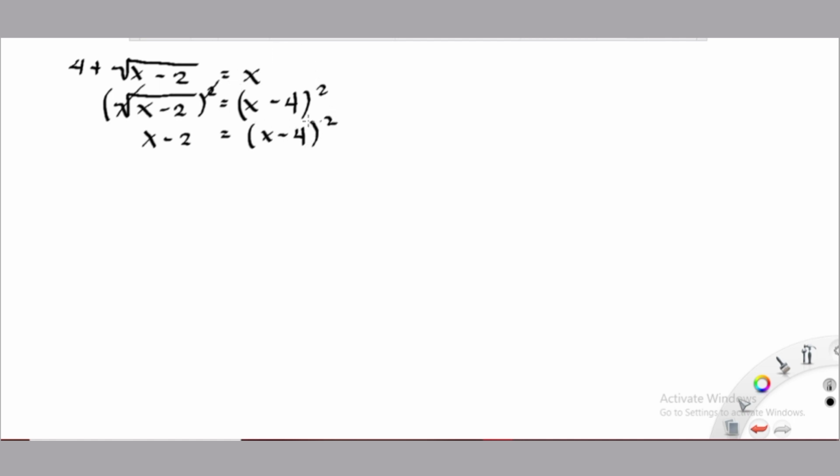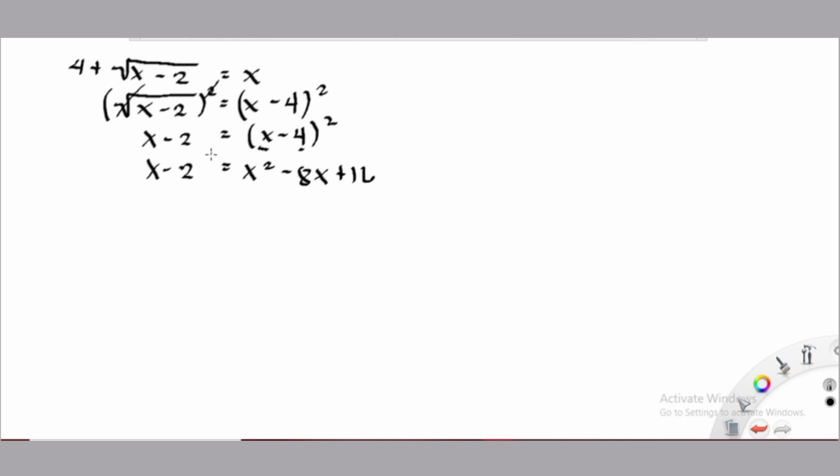This is a square of a binomial, so we can apply the special product here. Or if you're more comfortable with using the FOIL method, you may do so. So let's first expand this. Let's copy x minus 2 equals. In getting the square of a binomial, we have to get the square of the first term. The square of x is x squared. For the middle term, we will have 2 times x, that is 2x. 2x times negative 4 is negative 8x. And then square the second term, that will give us 16.